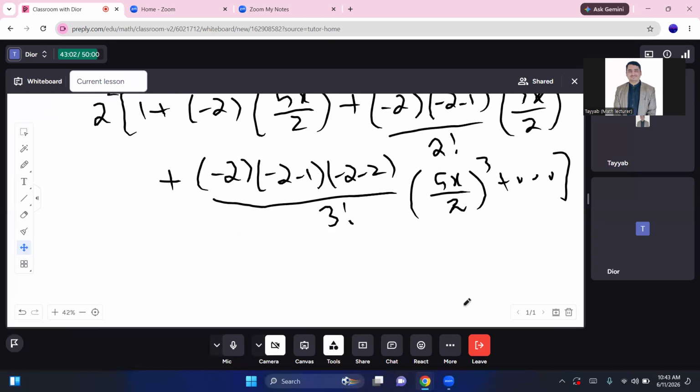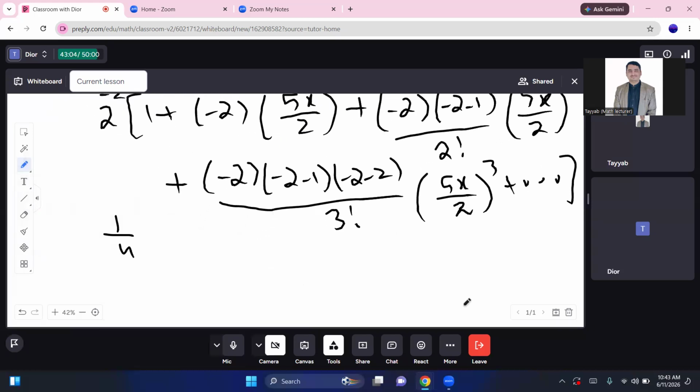So yeah, it would be like 1 over 4. This would be like 5x. It's minus 2, minus 1, minus 3, and minus 3 times minus 2 is 6. 6 divided by 2, it's 3. So it's 3 times 25 x squared over 4.